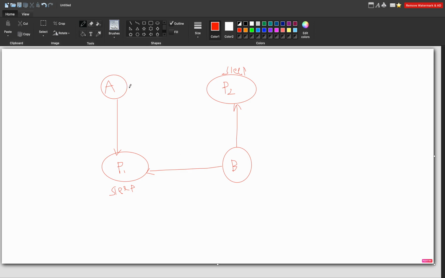Similarly, if A tries to give a print to printer 2, what will happen? It will not be able to print unless B releases printer 2. So this condition is called a deadlock.